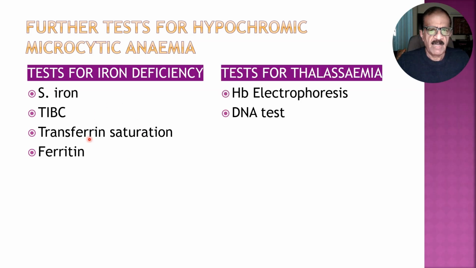If these tests do not indicate iron deficiency, then you have to go for tests of thalassemia, and the typical test is hemoglobin electrophoresis. And in some cases of alpha thalassemia, you might need to go for DNA test also, because electrophoresis is not abnormal in alpha thalassemia. Maybe in the next slide I'll explain how.